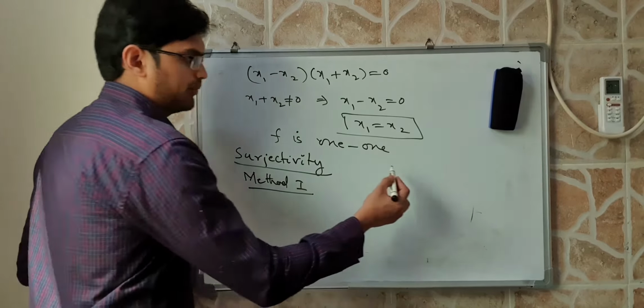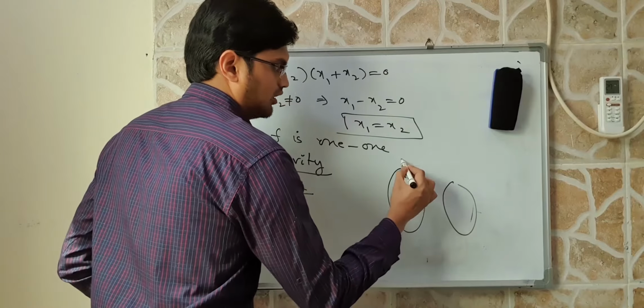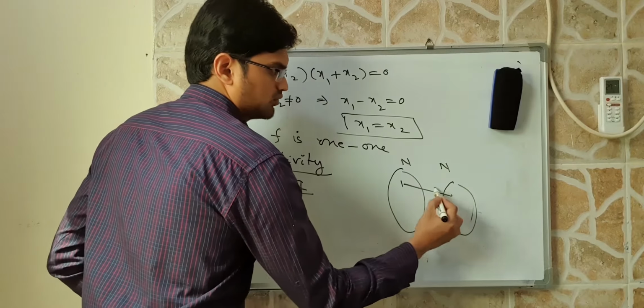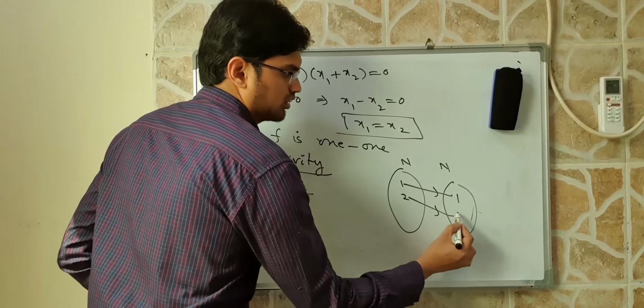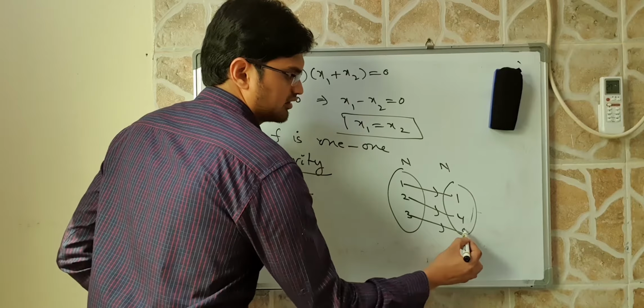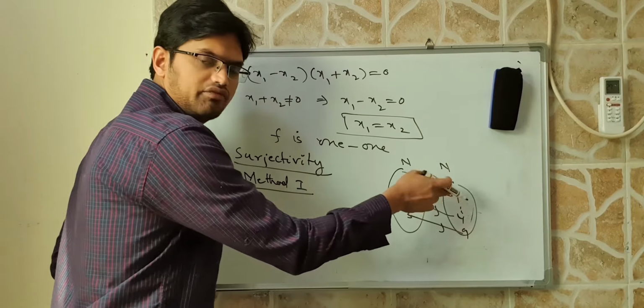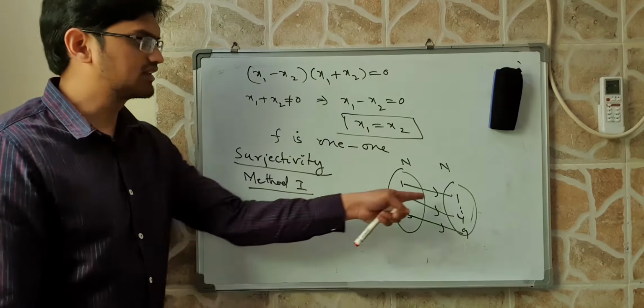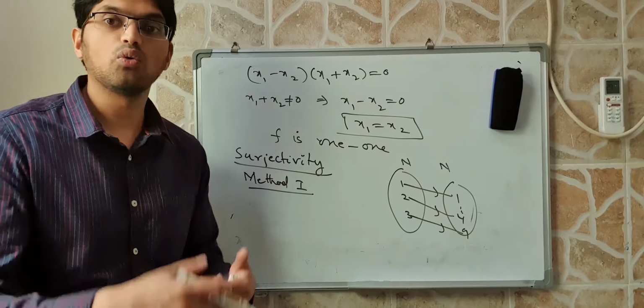See, what is happening again, if I want to draw N to N, 1 maps to 1, 2 maps to 4, 3 maps to 9. There are so many elements which are left over in the second set. It is clear that it is not onto. But how do you prove it?